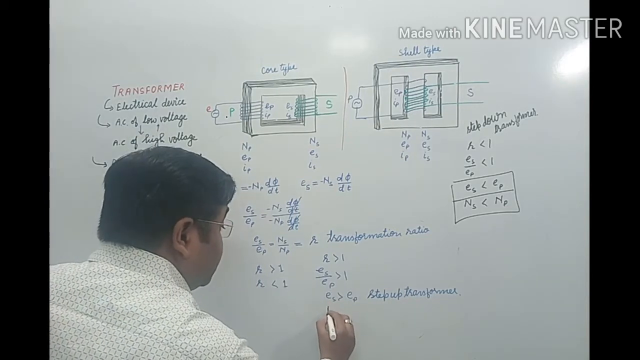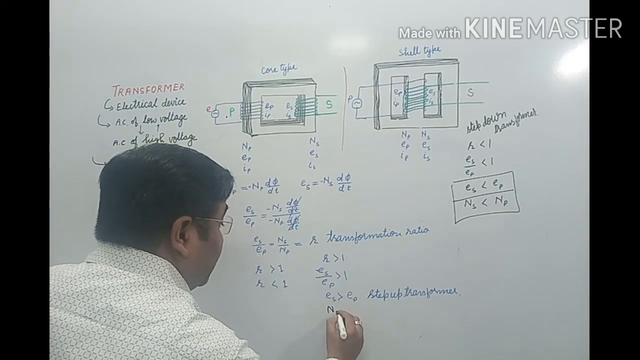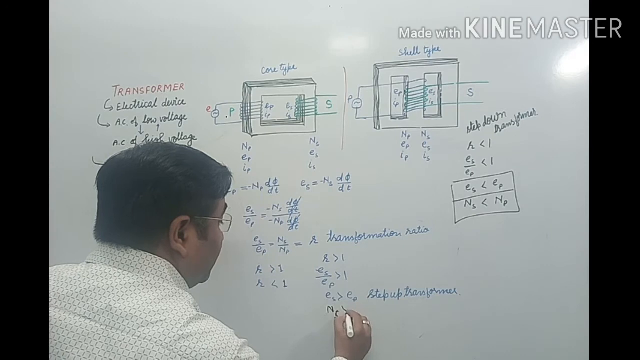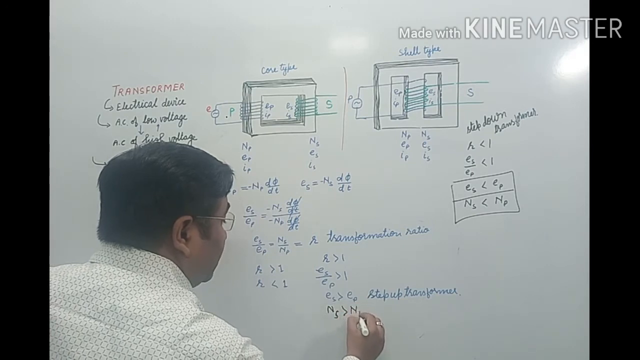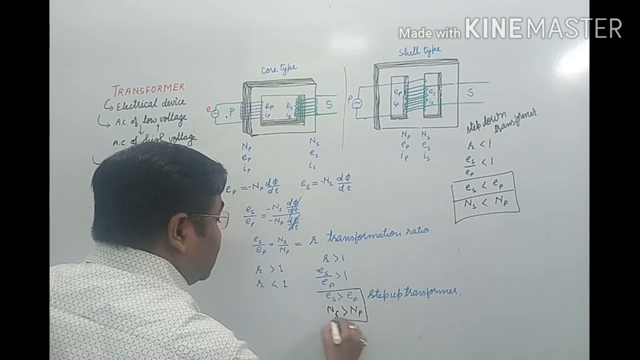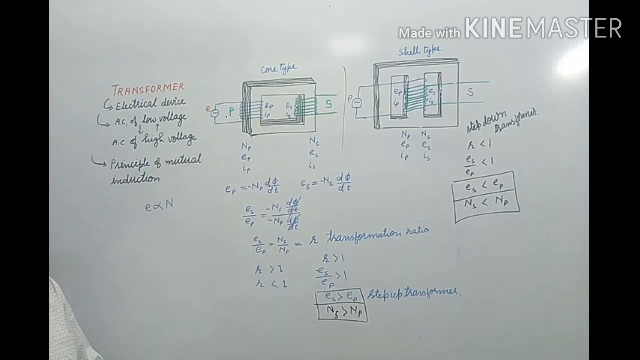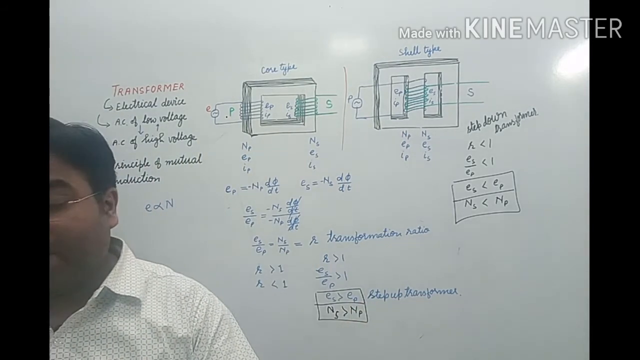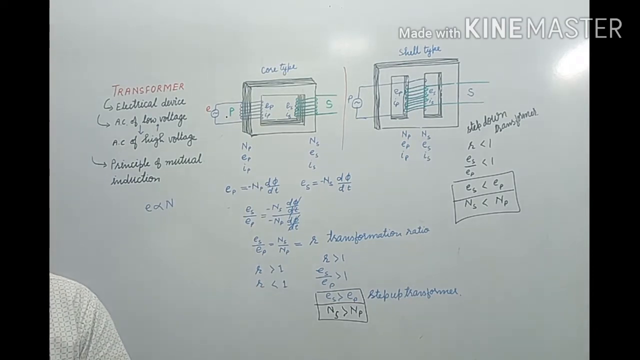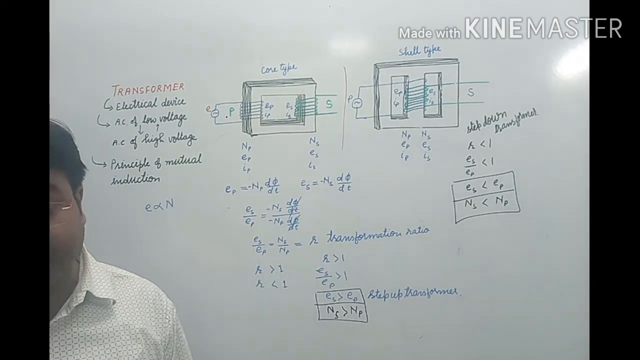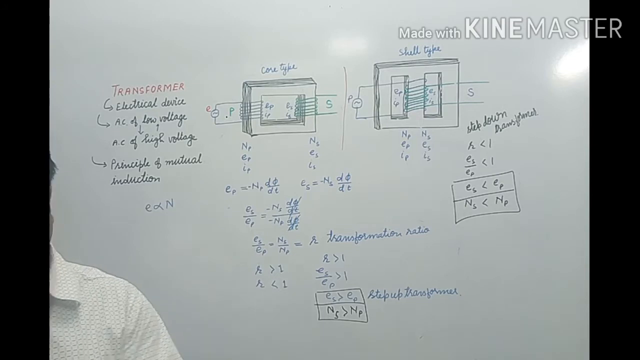Here the number of turns in the secondary coil is more than the number of turns in the primary coil. Meaning the side where the number of turns is more will be at higher potential. Okay.